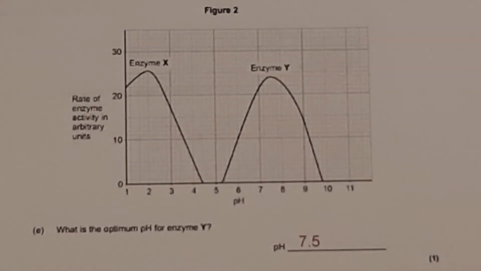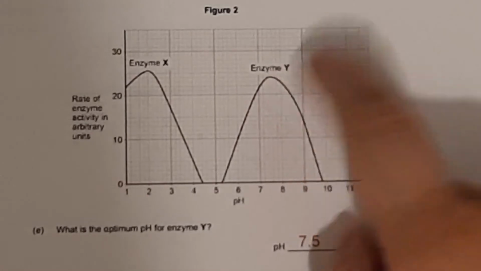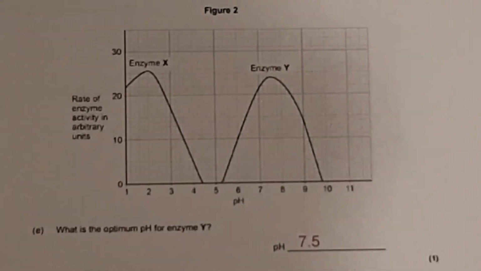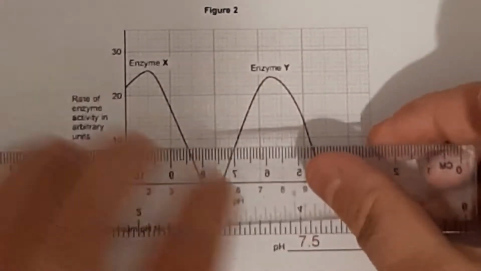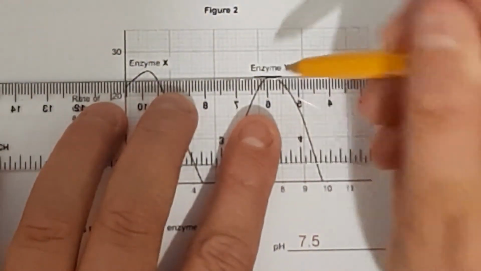Well, it's 7.5, and I'll go through now how we worked that out. So first off, you take a ruler and you identify enzyme Y. Now the optimal pH for this enzyme is going to be the pH at which it has the highest rate of activity. So for this one, and we'll find a pen to do this in so you can see it, for this one, that point is up here. Okay, so at the peak of this graph.